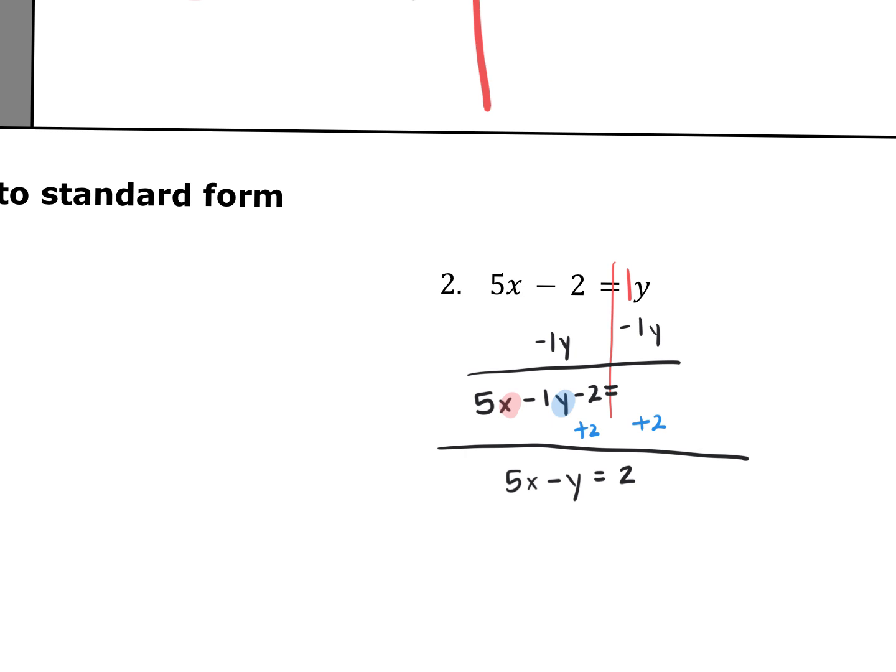So now when I look at that, I have my x and my y on my left side. And then the only thing that's left on my right side is that constant, and that's how we want it. Okay, so let's look at number 3.